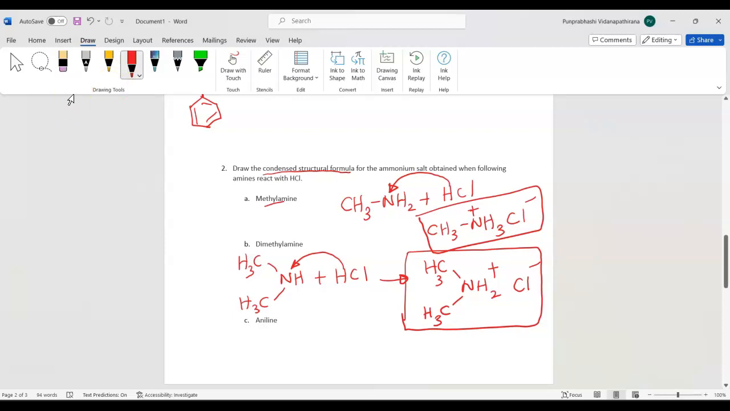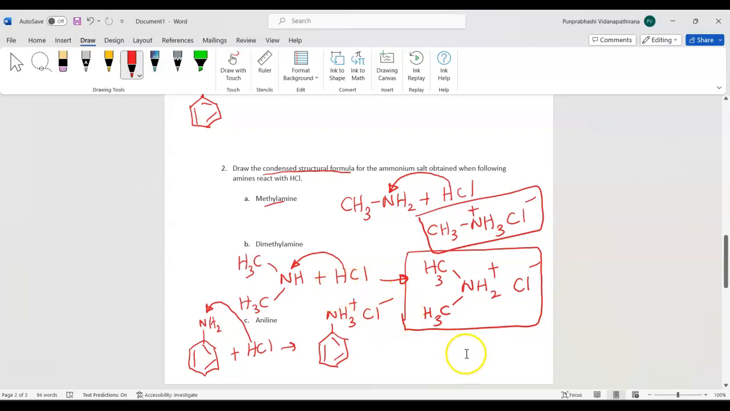The C is aniline. So what is the product when you're reacting aniline with HCl? So this hydrogen will go and bind with nitrogen. So the product will be NH3 plus chloride, chloride ion. So that is the ammonium salt of aniline.